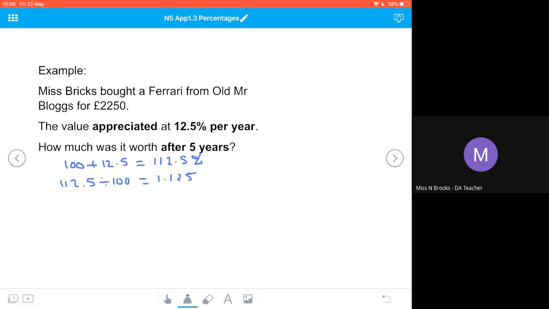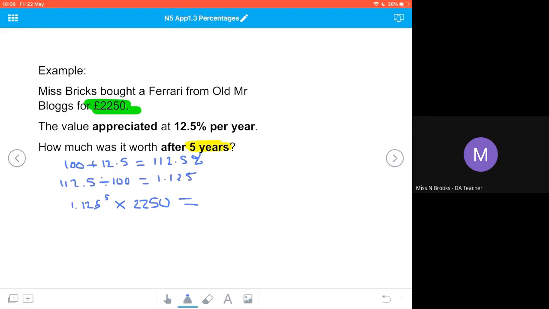We're then going to take that decimal, 1.125, and put it to the power of time. And the time in this particular example is 5 years. So it's 1.125 to the power of 5. And we're multiplying it by the original amount, and the original amount that Miss Bricks bought the Ferrari for was £2,250.